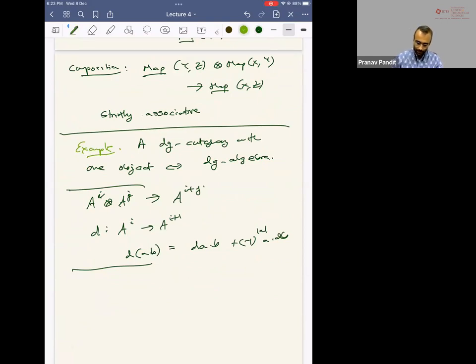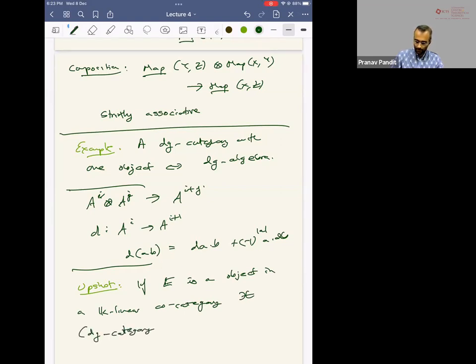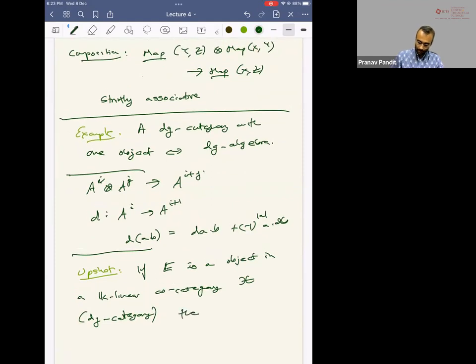And the upshot is that if E is any object in a k-linear infinity category X, in other words, a DG category, then the mapping complex in X from E to E is a DG algebra. It's basically a subcategory consisting of one object, so it's a DG algebra.